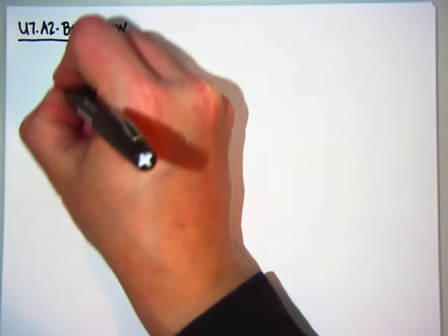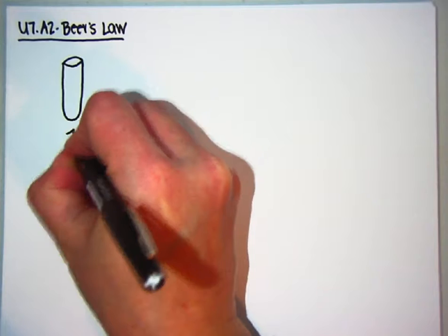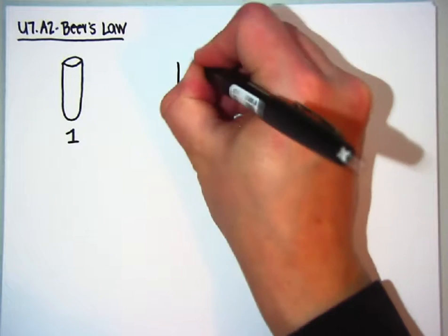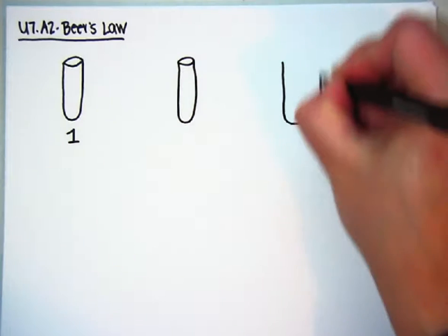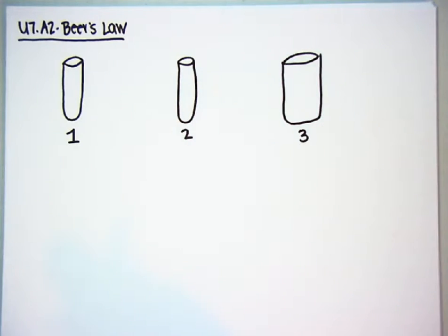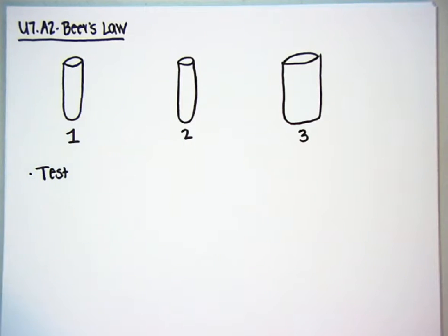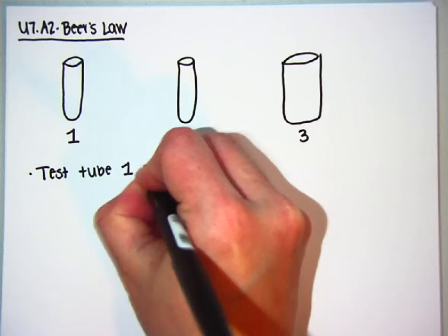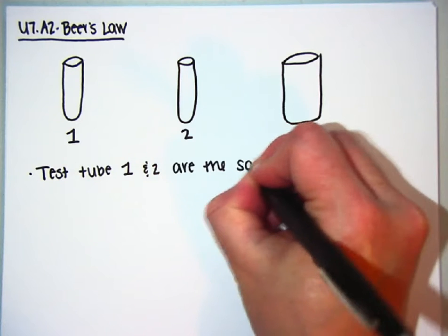So let's say we had 3 test tubes. This is test tube 1, test tube 2, and then let's say we had a big test tube, test tube 3. We're going to make a few assumptions. Pretend my drawings looked a little better. Test tube 1 and 2 are the same width.